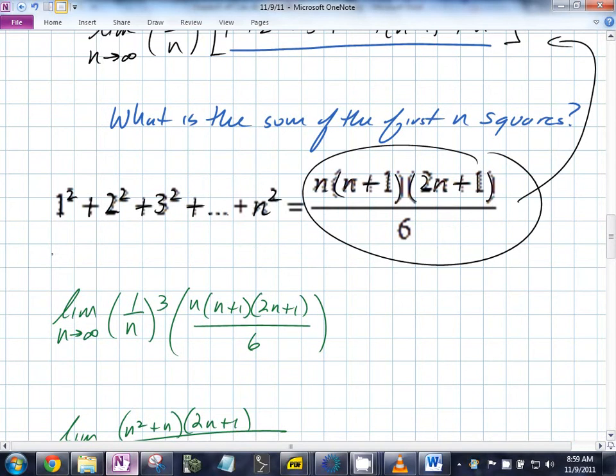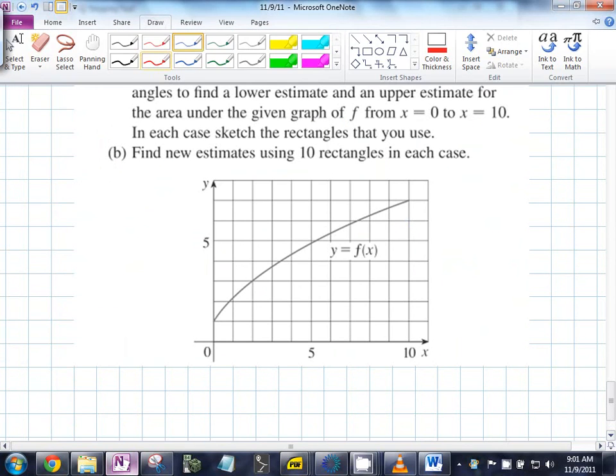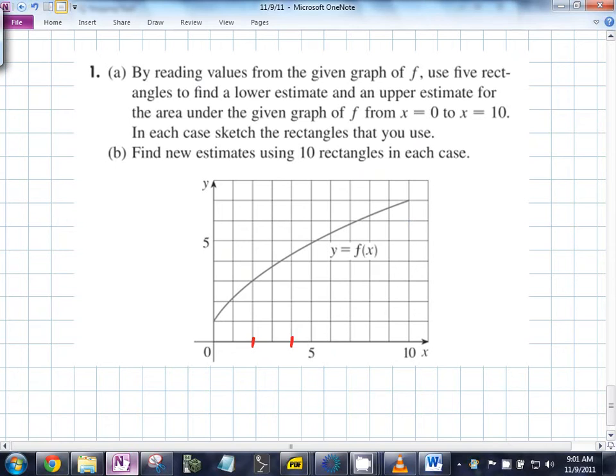Let's break this up into 5 sections. There's 5 of them, right? If we want to make an overestimate, should we take a right endpoint or a left endpoint? Let's do right. If we take right, here are our rectangles. So how do you find the area of rectangles? Base times height.